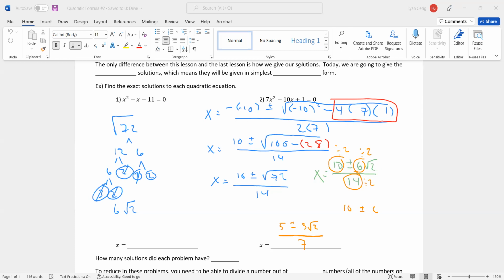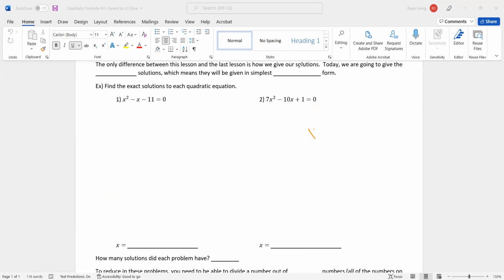If I write 10 plus or minus 6 radical 2 over 14, a way of splitting that into 2 problems is to put the denominator with both numerators like that. In that case, you can see that this reduces to 5 over 7, and this reduces to 3 radical 2 over 7, right? They both reduce because 6 and 14 are both even, 10 and 14 are both even, okay? I'm going to go ahead and clear that.